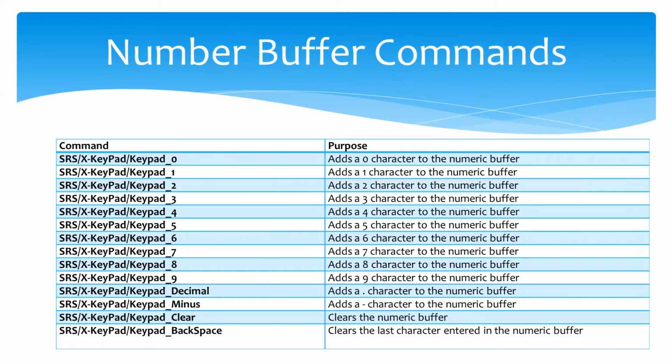So here are the commands that you see. There's SRS X-KeyPad, keypad 0, which will append a 0 character to the numeric buffer, on through the various digits, and then you have a decimal point, a minus sign, clear, and the backspace command.